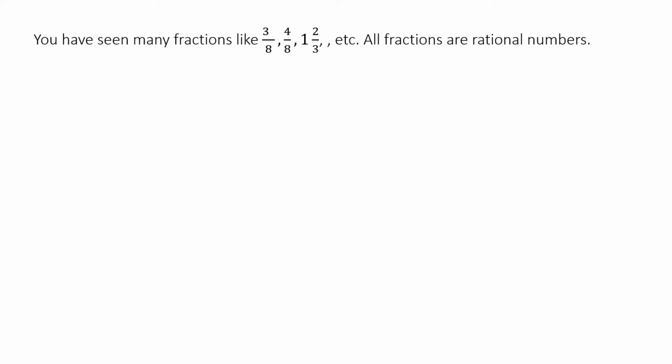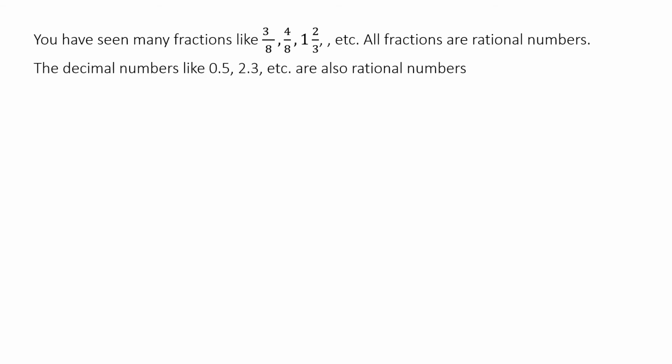Thus, you have seen many fractions like 3 by 8, 4 by 8, 1 2 by 3. 1 2 by 3 is a mixed fraction, but it can be expressed in the form of p by q, isn't it? That is 1 times 3 plus 2, 5 by 3, etc. All fractions are rational numbers. The decimal numbers like 0.5, 2.3, etc. are also rational numbers. Are integers rational numbers?